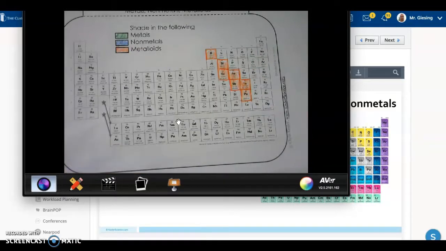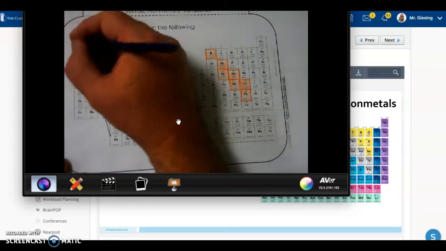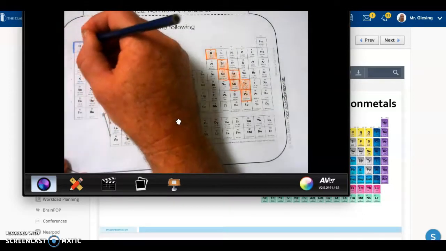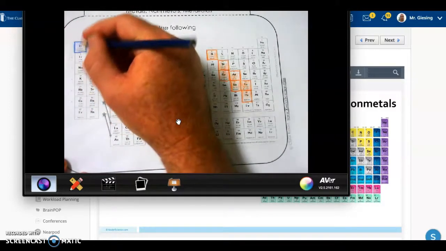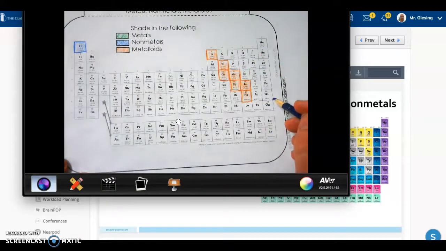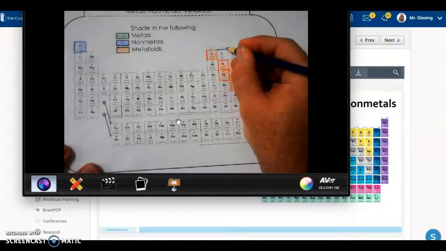Now everything over to the right hand side over here is a metal. All these guys down here, metals. One exception, up at the top, hydrogen is a non-metal. So we'll do him first. Put that guy in. And all of these over here are non-metals. So I'm going to start filling those in.